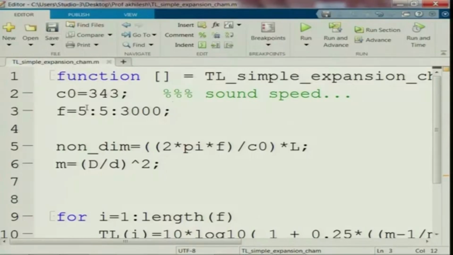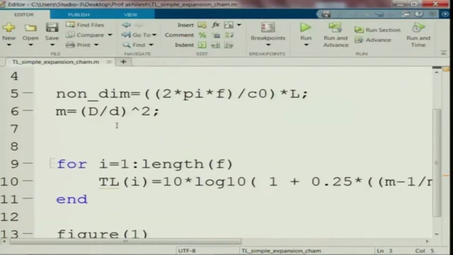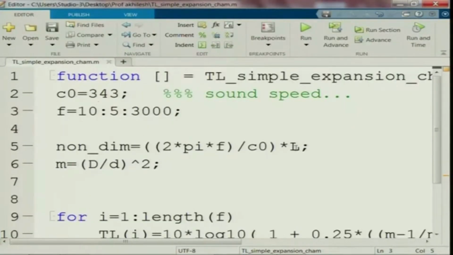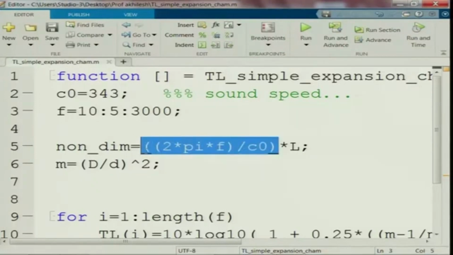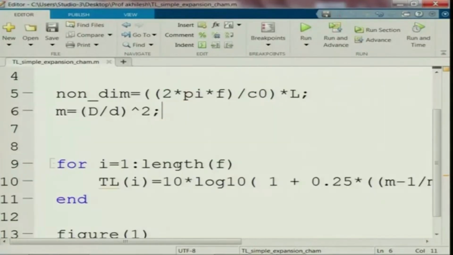So, 5 is the lower frequency and 3000 is the upper frequency. You could also do it something like 10, not an issue, and 5 is the increment. So then you do 10, 15, 20, 30, and so on. Right now we have non-dimensionalized the scale. Remember, this is the wave number and this is the square of the diameter ratio, or basically the area expansion ratio.